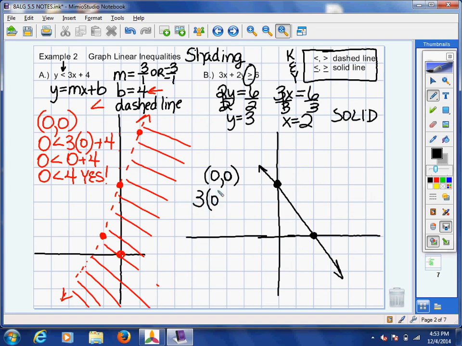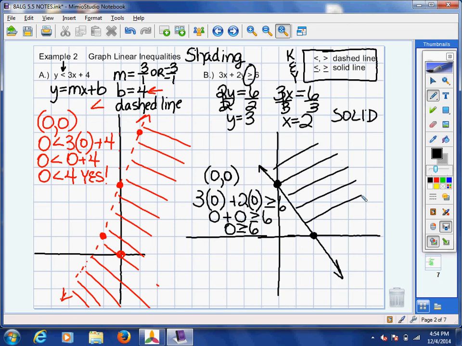Because look what happens. I plug in 0 for x. I plug in 0 for y. And I have to see if that's greater than or equal to 6. So 3 times 0 is 0. 2 times 0 is 0. Is 0 bigger than or equal to 6? Well, no. 0 is not bigger than or equal to 6. So I'm not going to shade the left side of the line. I'm going to shade the right side. All these points over here are going to be the points I can plug in, and they will always work. They will make the inequality true.